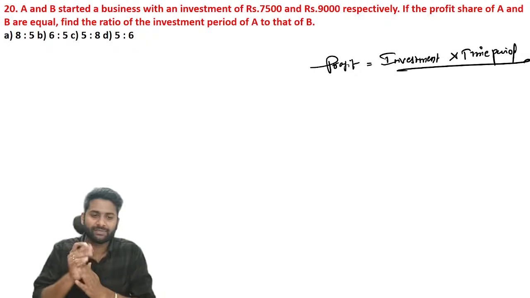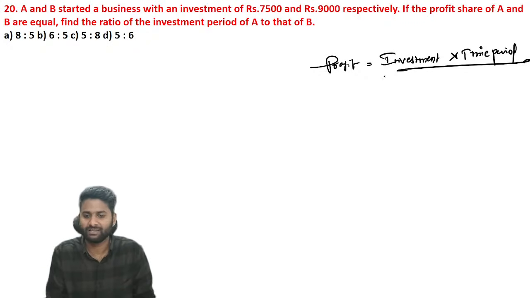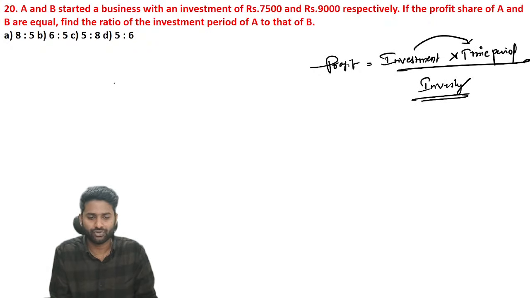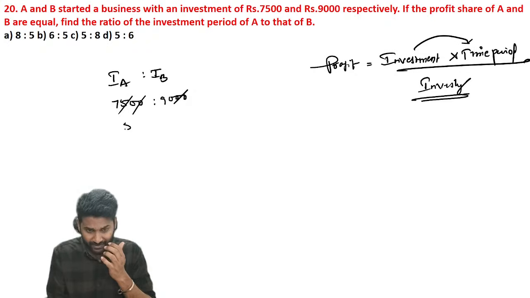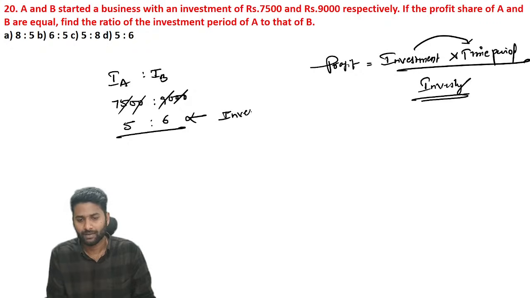Now, A and B started a business with investments of 7,500 and 9,000. If the profits are equal, then what is the ratio of investment periods? Guys, remember that investment and time period are inversely proportional. The investment ratio of A and B is 7,500 to 9,000. Dividing by 1,500, that is 5 times and 6 times. So here the investment ratio is 5 is to 6.